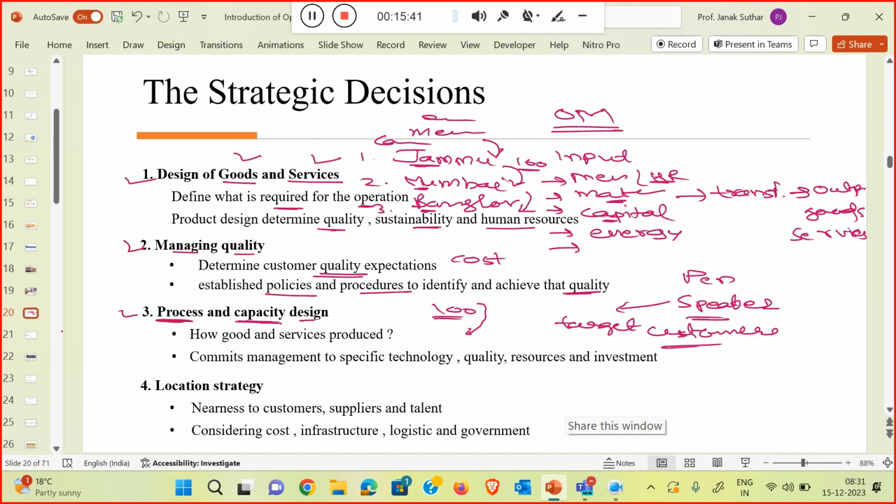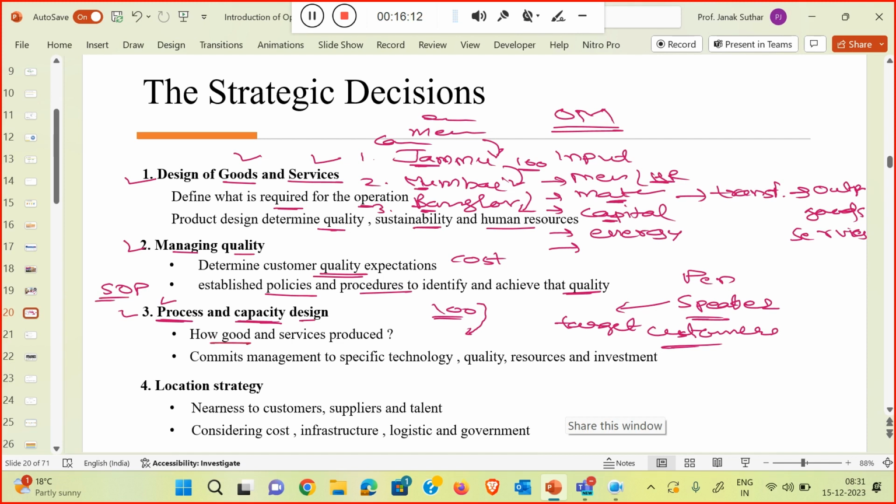As well as the process design. Suppose you want to provide saloon-related services. What is the process? Are you providing hair wash, or will hair cutting be there? You will define the standard operating procedure, the SOP, also. So process and capacity design is also part of the operations management strategy.